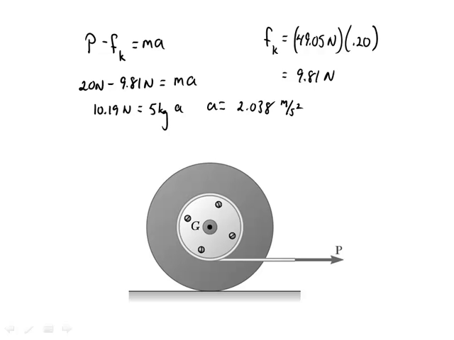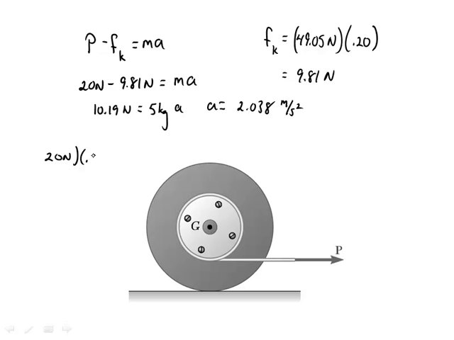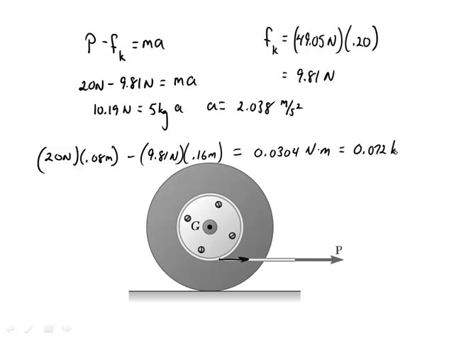And then I'll still use my moment equation to calculate alpha, but I now know this term and this term. So that's 20 newtons times 0.08 meters. That's the moment due to the tension. That's counterclockwise. Minus the frictional force, which is 9.81 newtons, times 0.16 meters. And this will all come out to be 0.0304 newton meters, and that's equal to 0.072 kilogram meters squared times alpha.